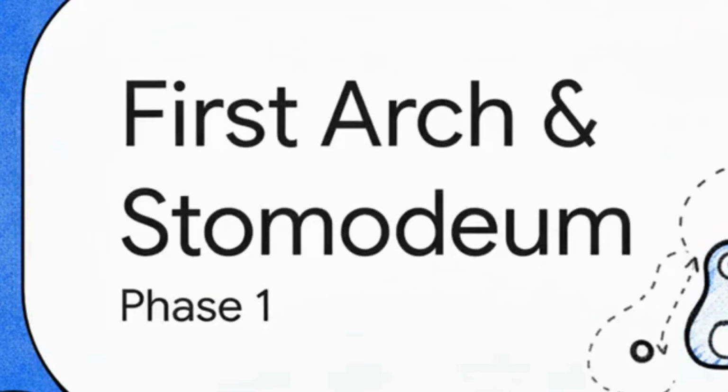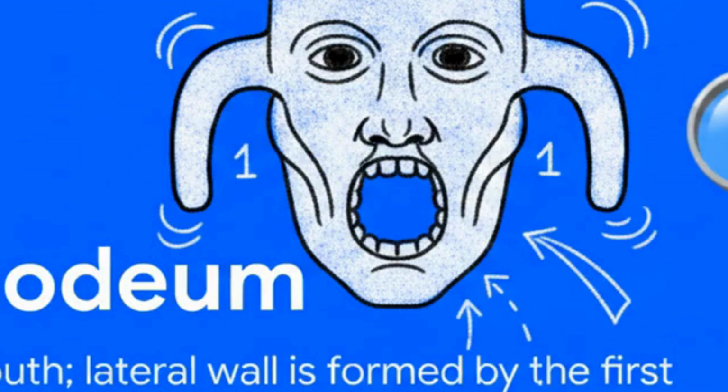Let's jump right into phase 1, first arch and primitive mouth. To establish the literal foundation for the human face, we first need to define a term, the stomadeum. Basically, this is the primitive mouth. Now, at this super early stage, it's pretty much just an opening. Its lateral wall, the sides of this primitive mouth, is formed by what embryologists call the first pharyngeal arch, or the mandibular arch. You can kind of think of this arch as the primary raw material that the entire lower face will eventually be sculpted from.